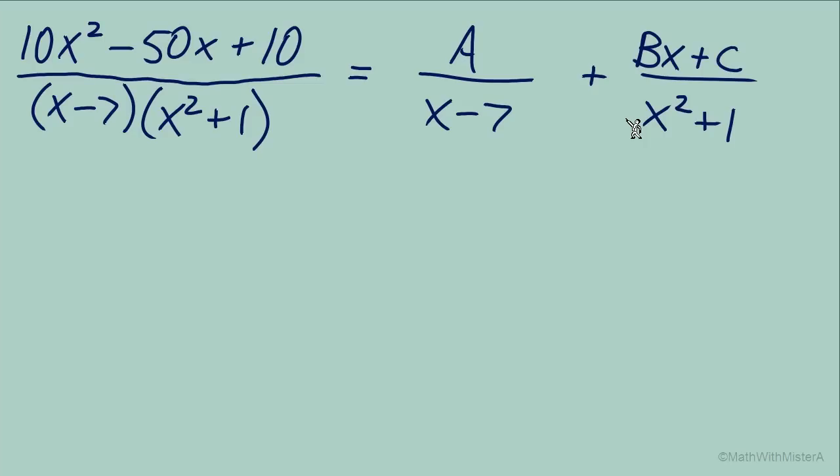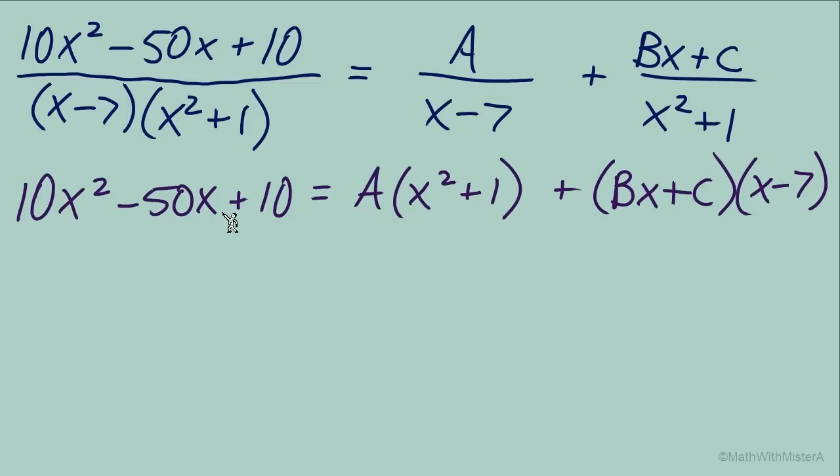Let's go back to our old flow and get this equation cleaned up. 10x squared minus 50x plus 10 on the left. The fractions on the right. X minus 7 simplified out of the first fraction, leaving an A times x squared plus 1. Over here, the x squared plus 1 is gone, but the x minus 7 is left behind. Now, can we choose a value of x that will help us find A, B, or C? This is looking like trouble, but we'll get to that in a second.